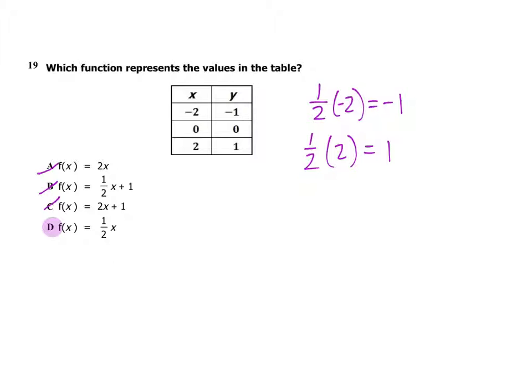And then I looked at what the pattern is. 2 times x would be -4, not -1. But 1/2 times x is -1. And 1/2 times this x is 1. So the only answer here that matches is D.